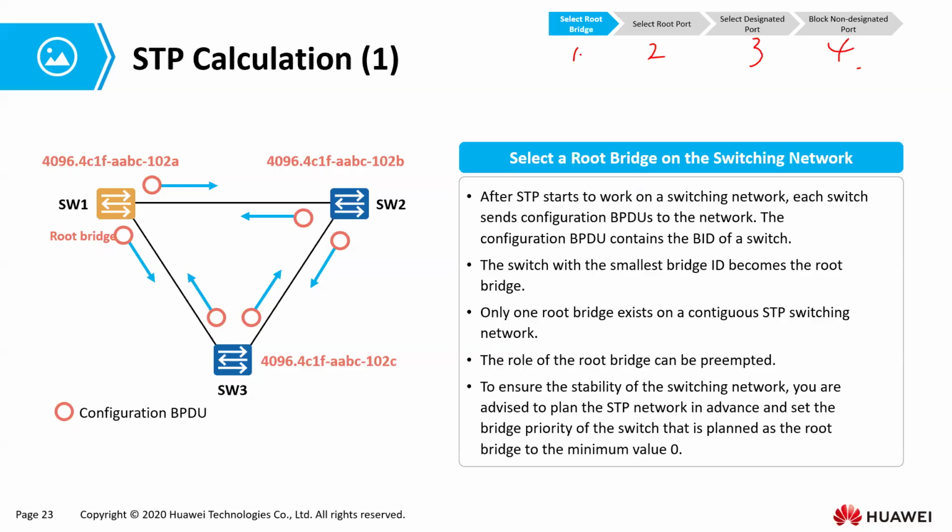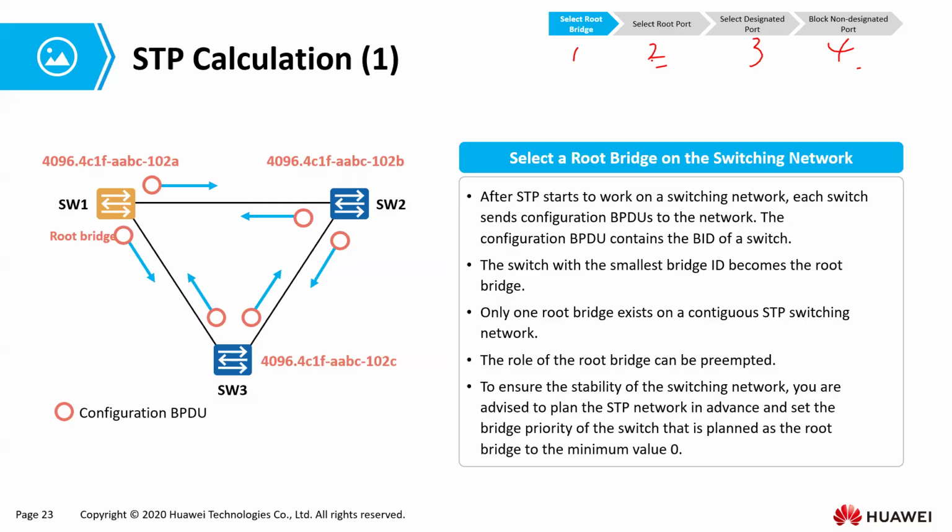Number 2, we need to select the root port. How do we do that? We compare the RPCs. Number 3, we need to select the designated ports. Designated ports are selected depending on the root port I choose. Very easy process. And lastly, the remaining port becomes the blocked port, the alternate port, depending on which type of STP you're using. So those 4 steps, if you understand them, you understand how STP functions.